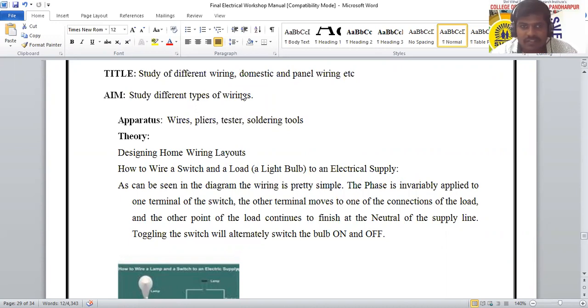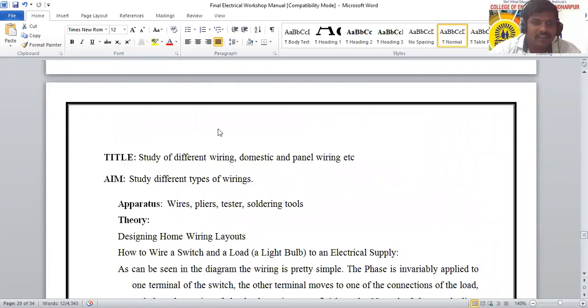As many loads as there are, that many switches we use, but at different positions, different locations. So from that our energy conservation improves, as well as energy saving, that means consumption of energy is reduced, and we are saving the energy. So this is nothing but the study of different types of wiring. These are the types of wiring. Understood?